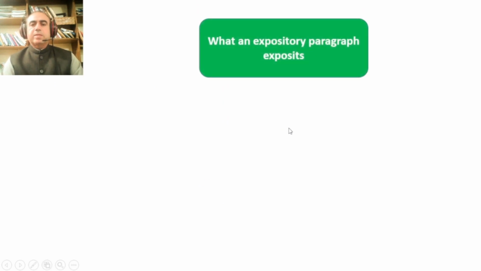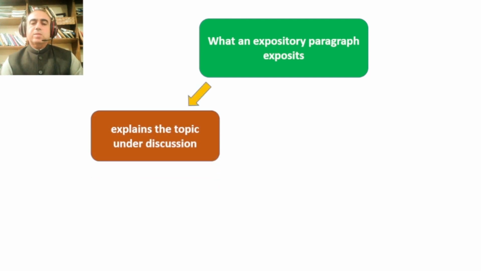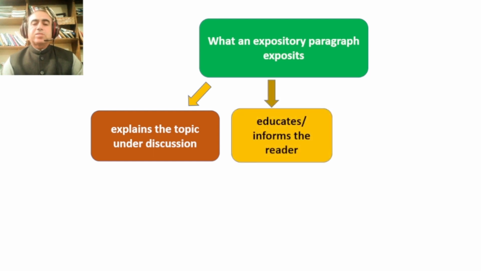Next we move towards certain further aspects. An expository or problem paragraph tells us certain things. It has certain things that it exposits. What it exposits, we need to know here. It explains the topic that is under discussion. Any problem that we are talking about, there would be a detailed discussion of that problem, that issue, that crisis, and it educates and informs the reader.